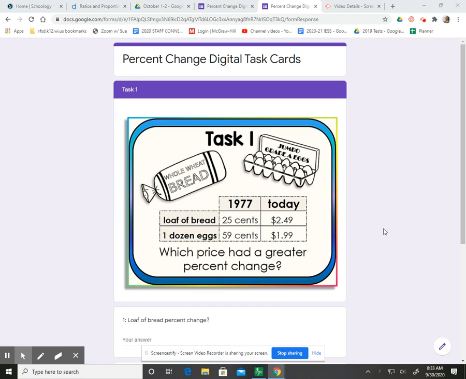First section of the Google form that these cards are on. Put your name, please. Put your first name and your last name. It'd be great.